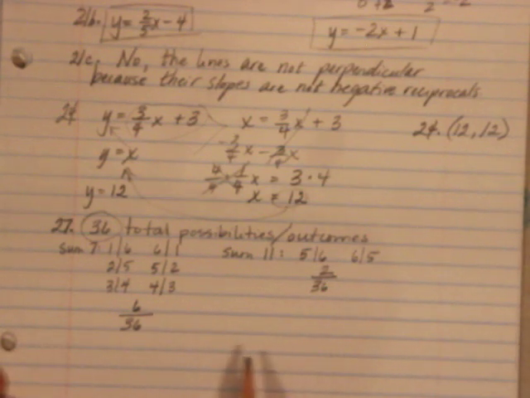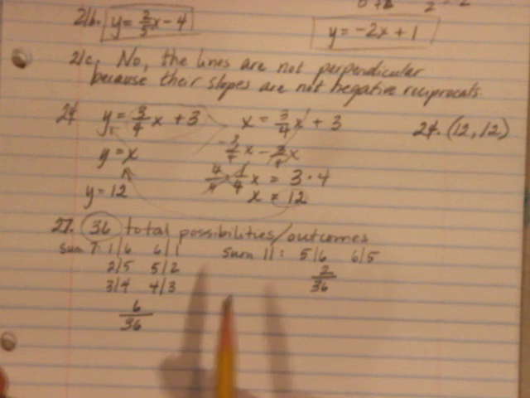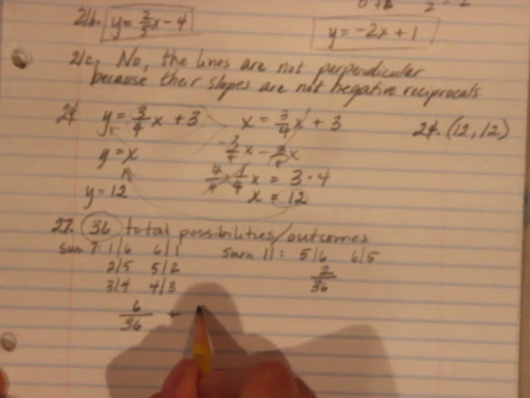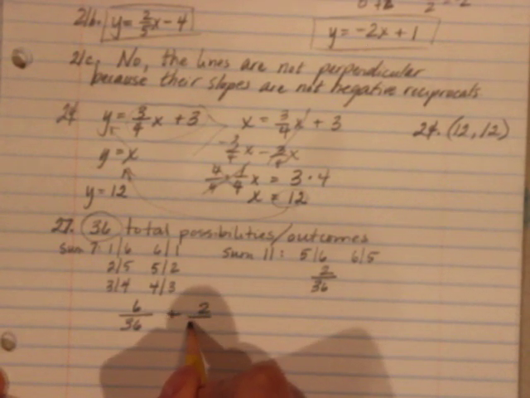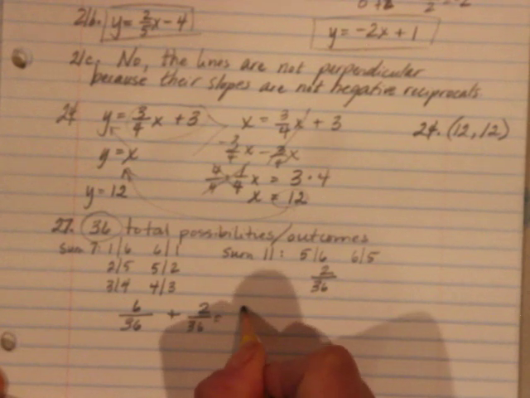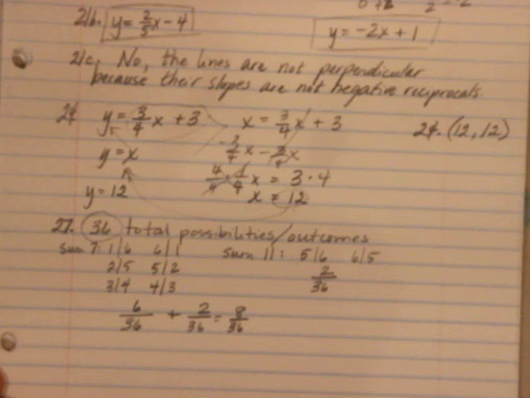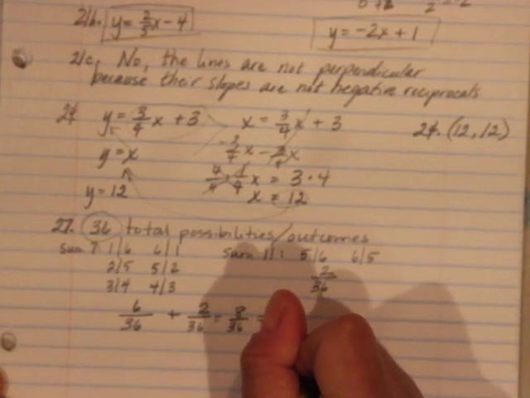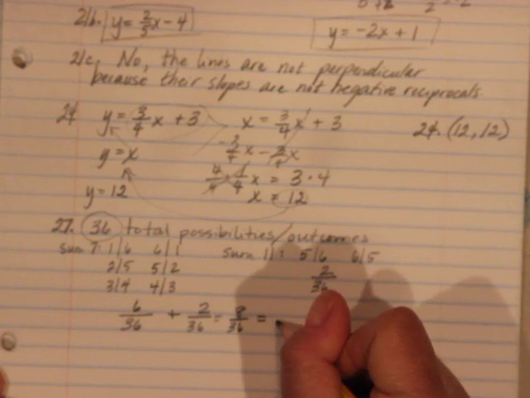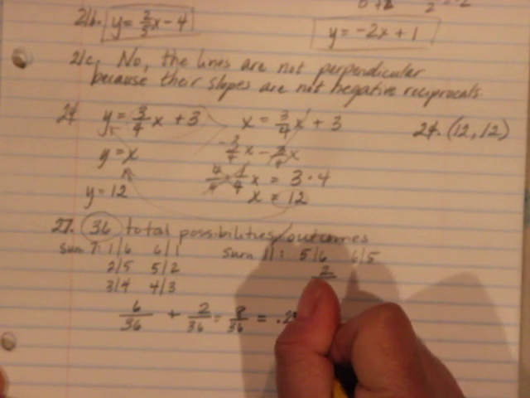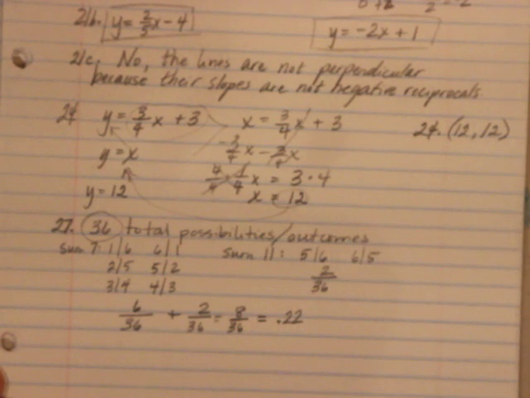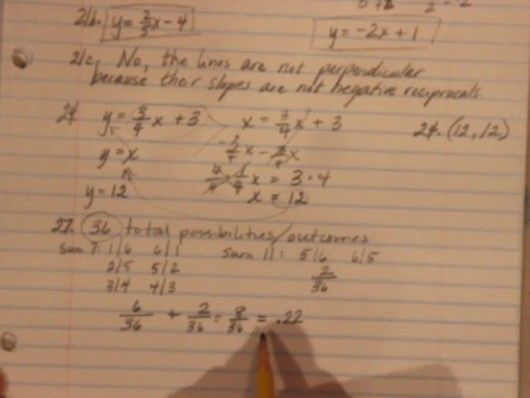The way that I figure out the probability of rolling one or the other is by adding those two probabilities together. And I end up with 8 out of 36 chances. Now if I do that division to get a percent chance, I'm going to end up with 0.22, or a 22% chance, approximately.